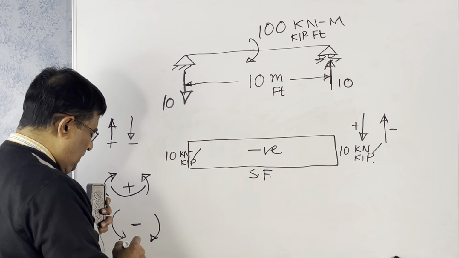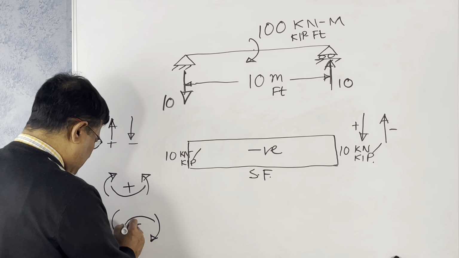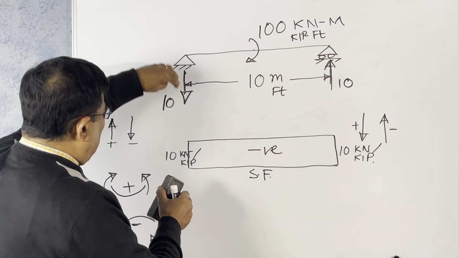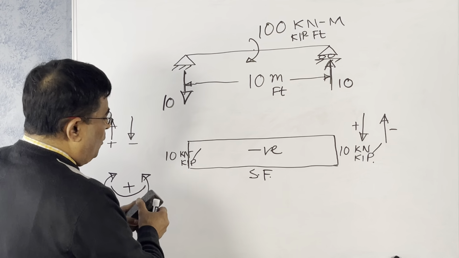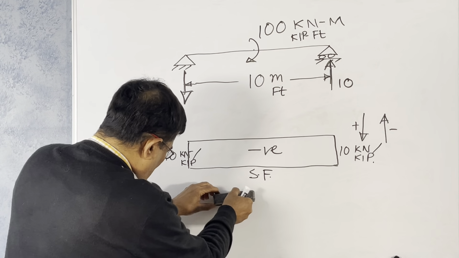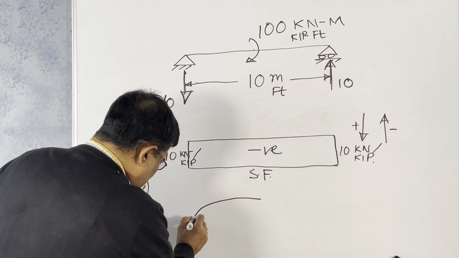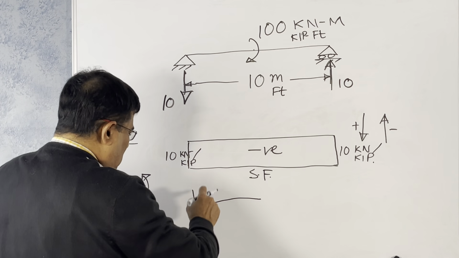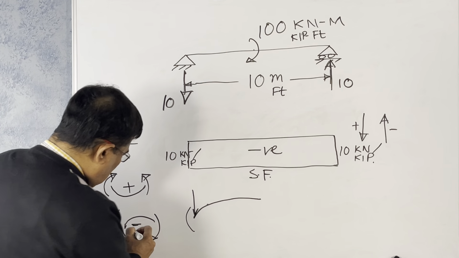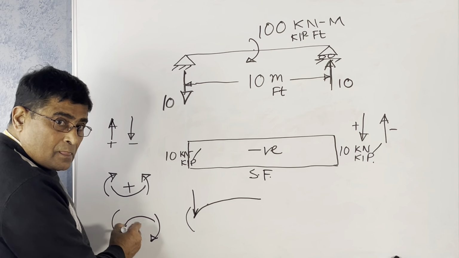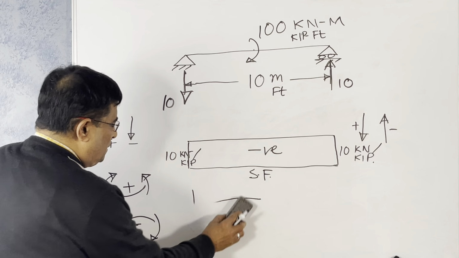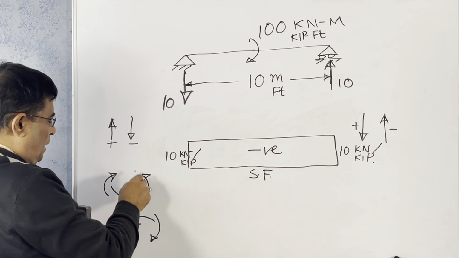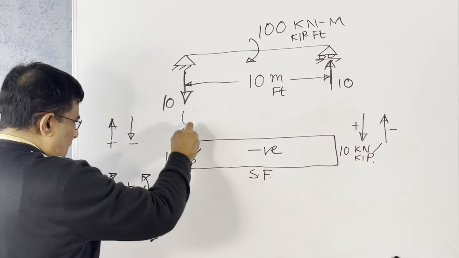That means sagging is positive, hogging is negative. So what happens? This will be acting on this end. It will try to pull the beam down like this. So it is this condition, negative. So it is downward, causing a moment like this.